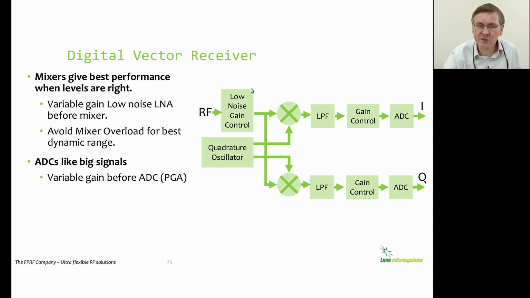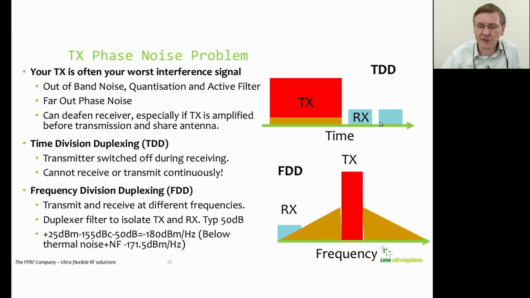Again, like the transmitter, the receiver has optimum receive levels. So we have a variable gain low noise amplifier to control the level reaching the mixer. And then we have an IF gain control, which defines the level reaching the ADCs. By carefully selecting these, we can get the best performance out of the transceiver.